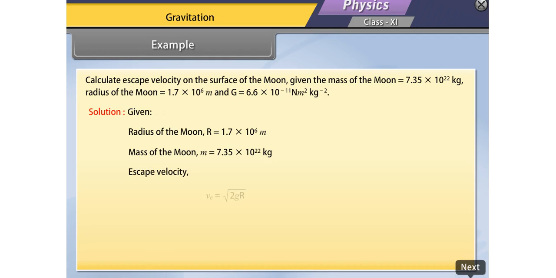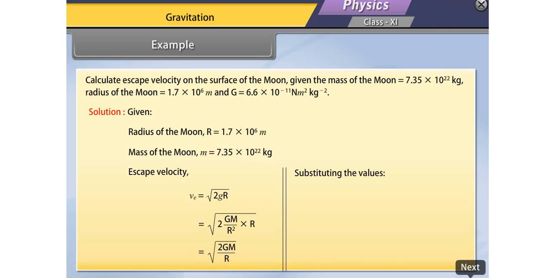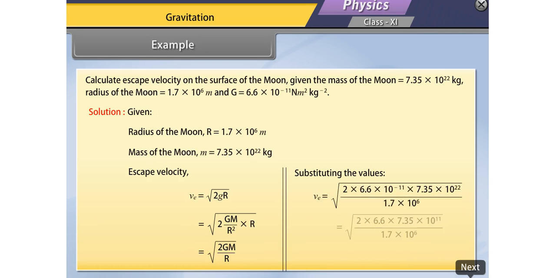Escape velocity is equal to √(2gR). By putting the value of g, we get escape velocity = √(2GM/R). By substituting the values, we get escape velocity = 2.4 × 10^3 meter per second.